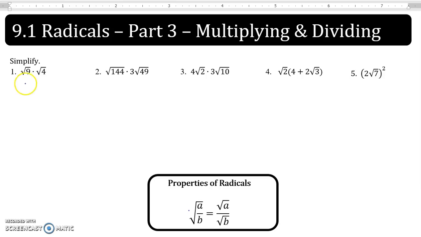Okay, so just a little recap before we get to our next property for multiplying and dividing. The square root of 9 is 3. The square root of 4 is 2. 3 times 2 is 6. Okay, also, guys, you could have done 9 times 4, which equals 36, and the square root of 36 is also 6. Either way works.